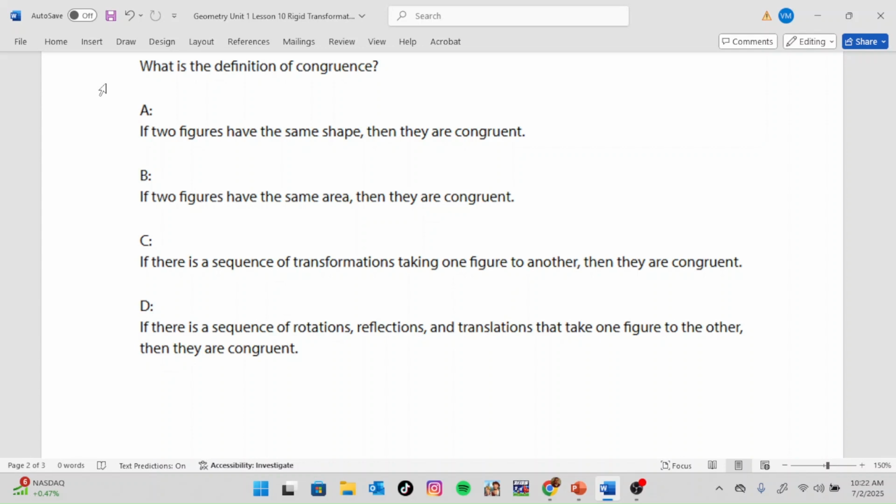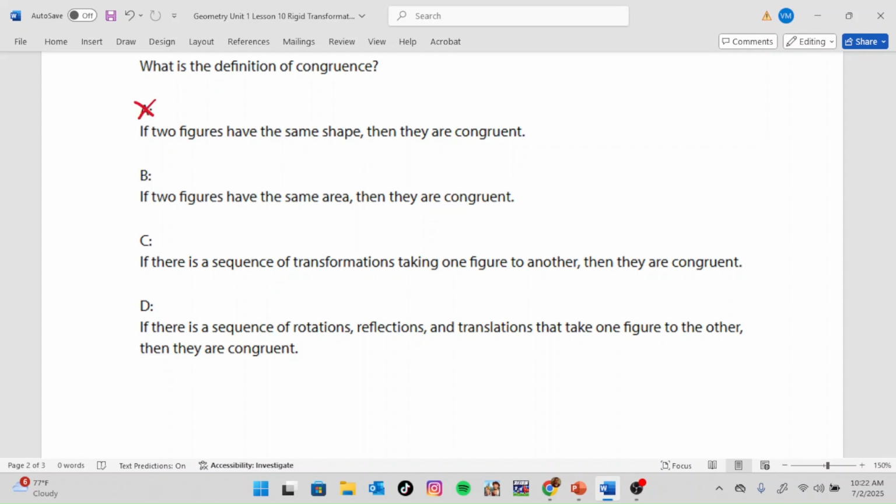Well, I could have a small square and a big square. They're not congruent. I could have a right triangle and an isosceles triangle. They're not congruent. So just because they have the same shape does not mean they are congruent. So A would not be correct.